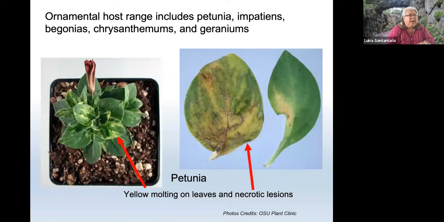Here are some pictures of ornamentals that show symptoms of the tobacco mosaic virus, like yellowing and mottling on leaves or necrotic lesions in petunia. Chrysanthemums, geraniums, and begonias are really great hosts for this. There are some nurseries that produce vegetable starters and also ornamentals, so they need to be careful not to move the virus to the ornamental plants if they are producing starters with vegetables. That could be a way to move these virus particles to other crops.